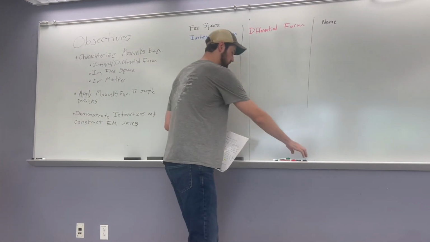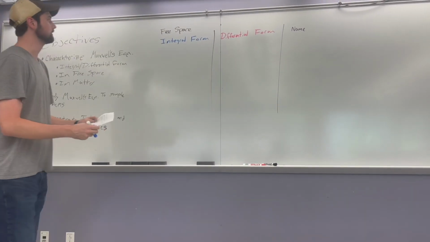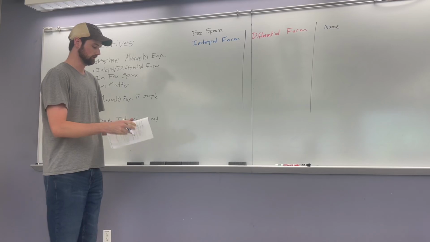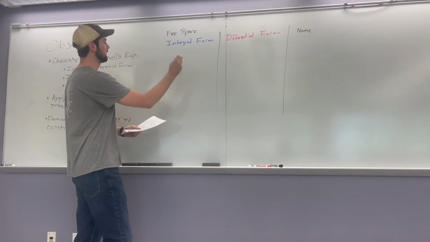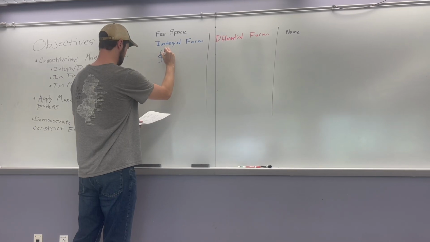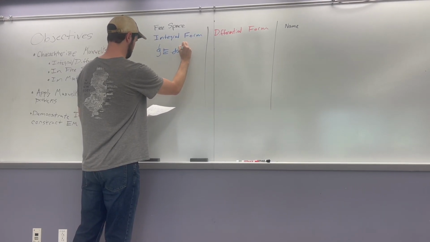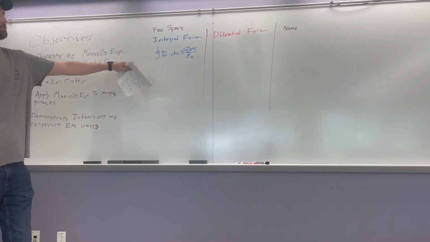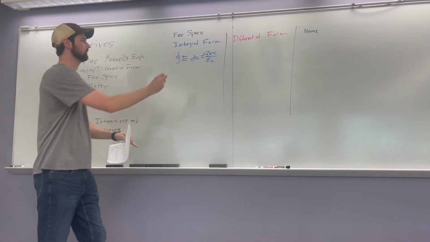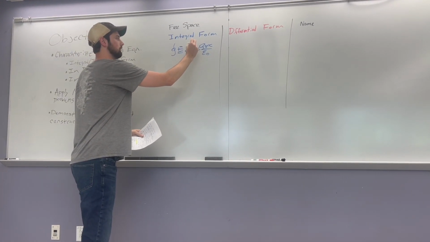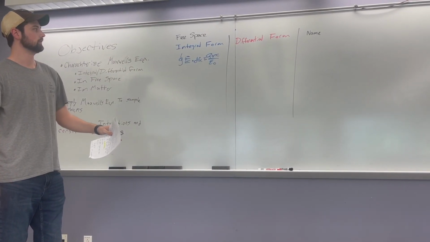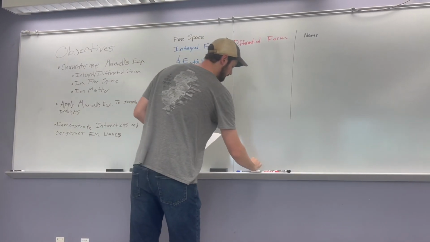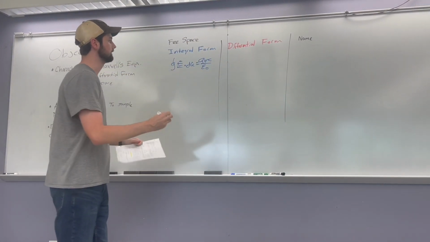So to start, we're going to list Maxwell's equations in free space, starting with Gauss's law. In integral form, Gauss's law reads as follows. That is the closed integral of the electric field dotted with the differential area is equal to the charge enclosed over epsilon naught. In differential form, it reads as follows.